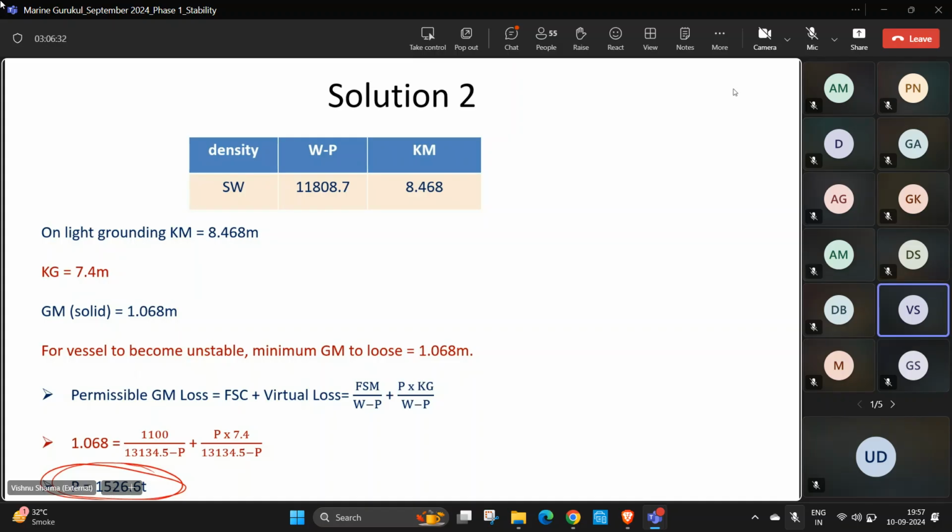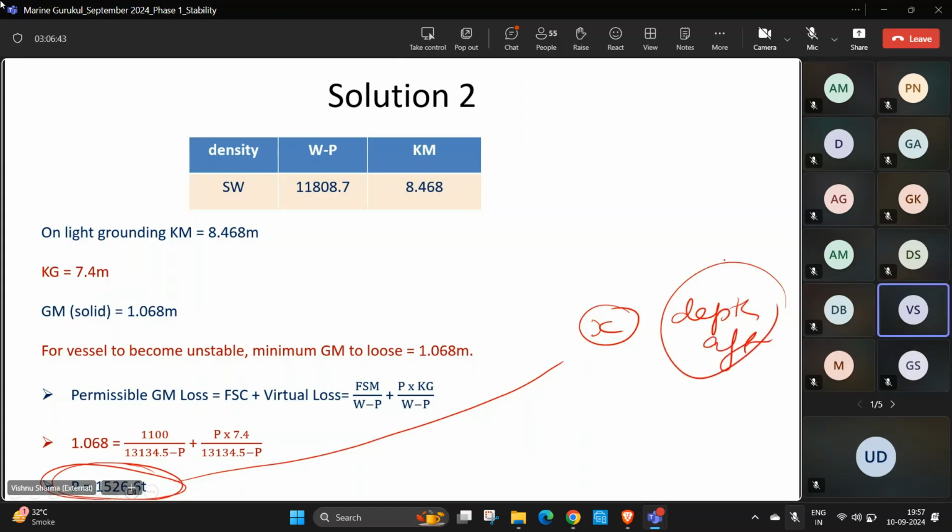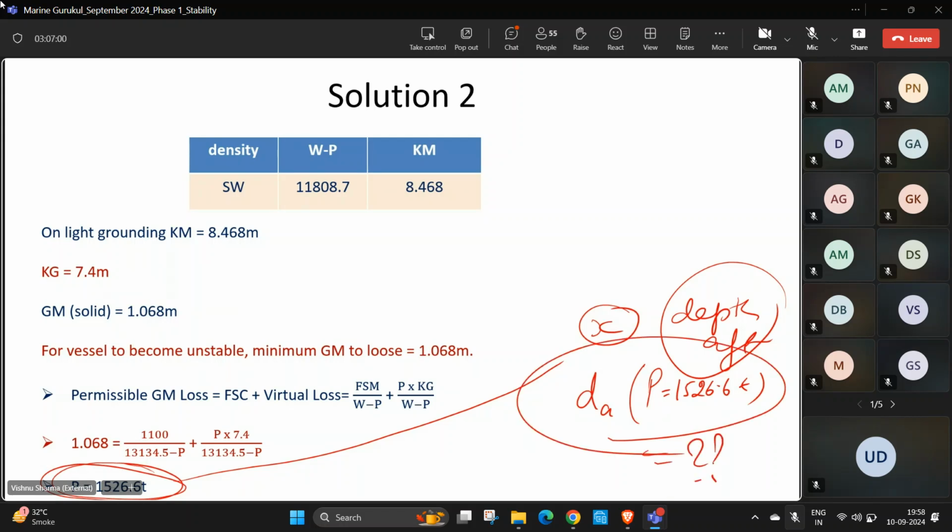Guys, what do we have to find now? We have to find the value of x in our lower diagram for this P. That is the draft aft. Why aft? Because that is the first point of contact. I'm re-emphasizing the first point of contact, don't go adrift suddenly. So please find out the draft aft for P equal to 1526.6 tons, when the vessel becomes unstable.